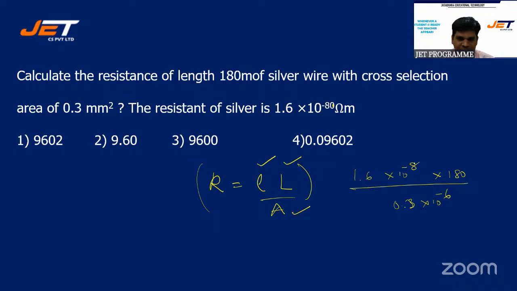Resistivity of silver is 1.6 into 10 power minus 8 ohm meter. Yes, and you are right. Your answers are absolutely right. Nithi, Arvind, Lokesh, Swati, Shashikant.